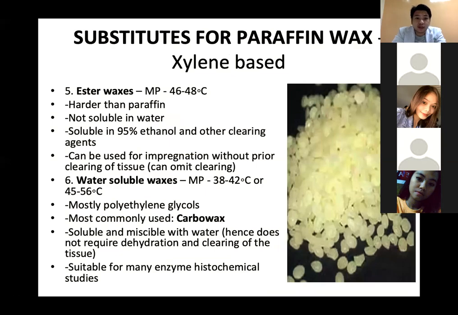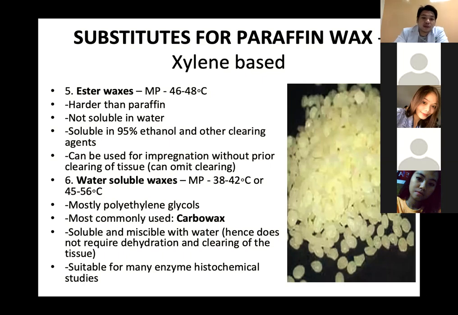Okay, next is ester wax. So it is harder than paraffin, not soluble in water, soluble in 95% ethanol and other clearing agents. So the melting point of ester wax is 46 to 48 degrees Celsius. Can be used for impregnation without prior clearing of tissues. So the clearing process is omitted if you are going to use ester wax.